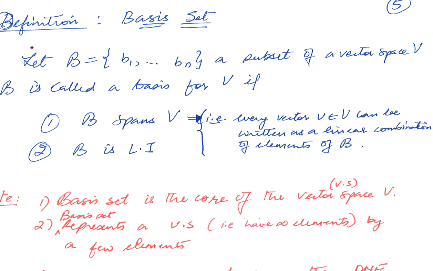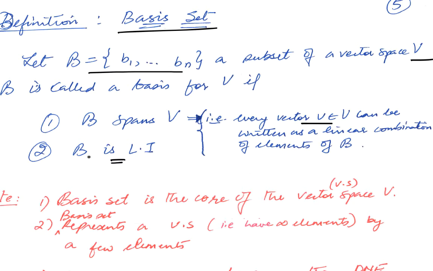So continuing on our vector spaces, we are going to talk about today a basis set. Now a basis set is a subset of a vector space V if the following conditions hold: that B will span the whole vector space, that is, every vector in the vector space V can be written as a linear combination of the elements of the set B, and the set B is linearly independent.